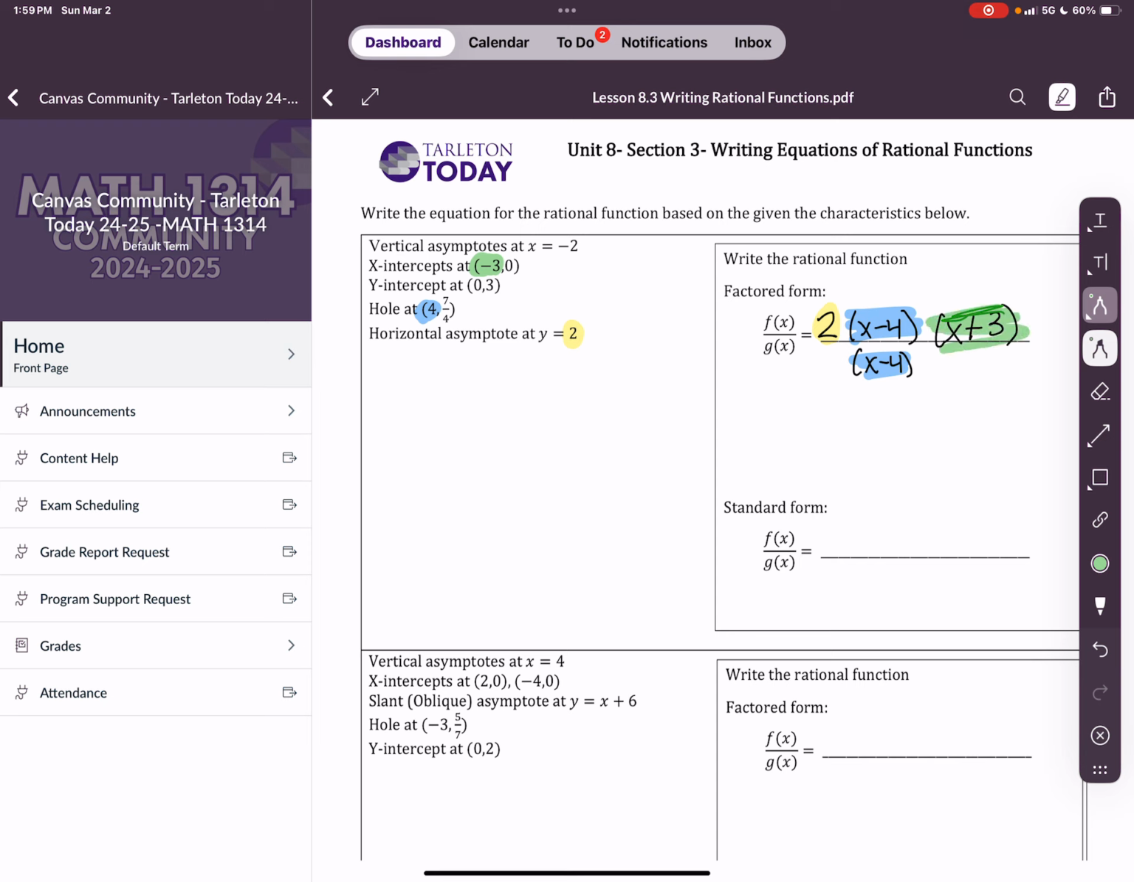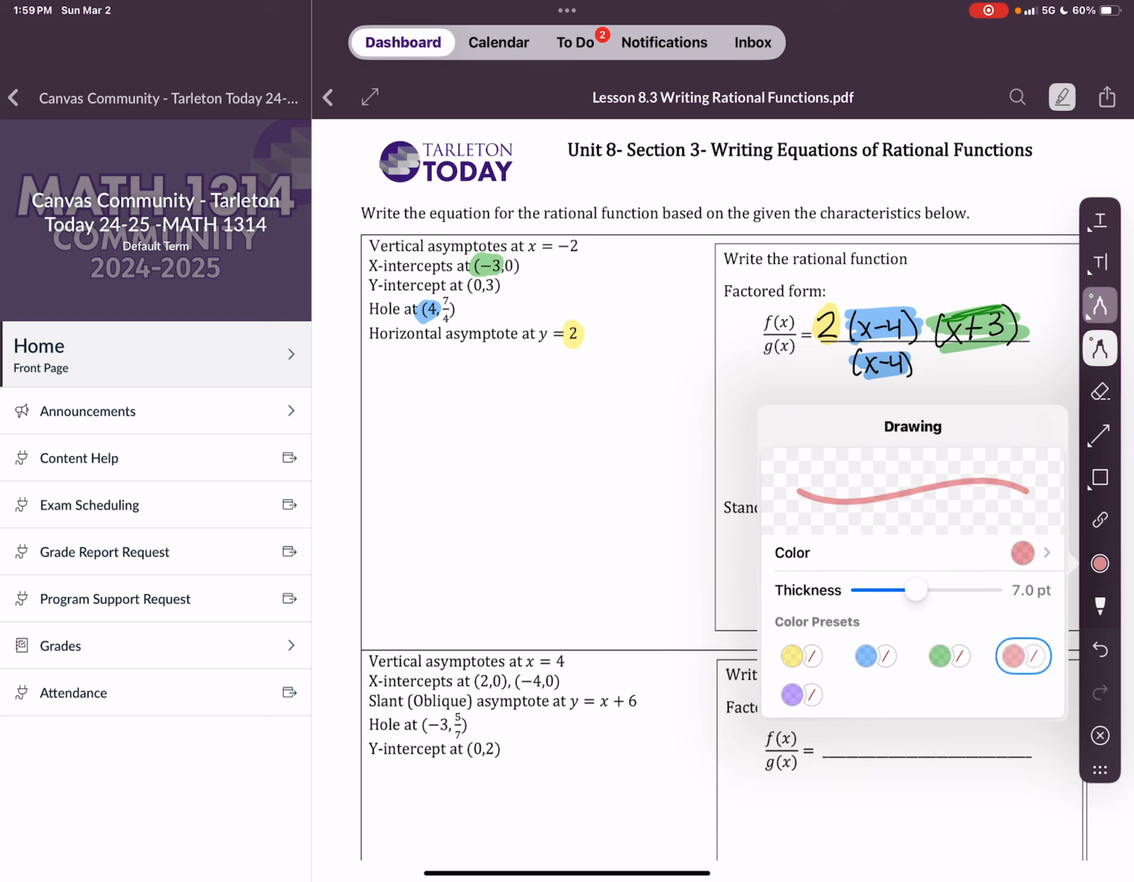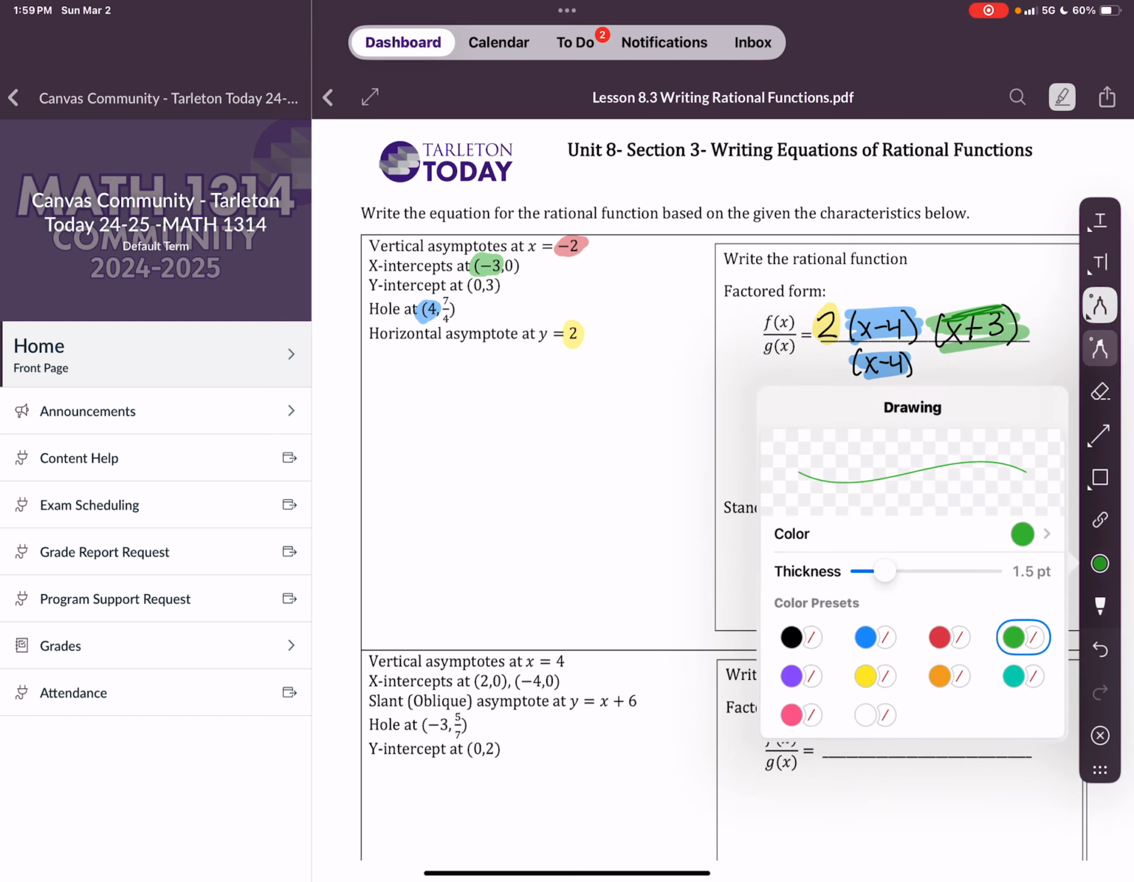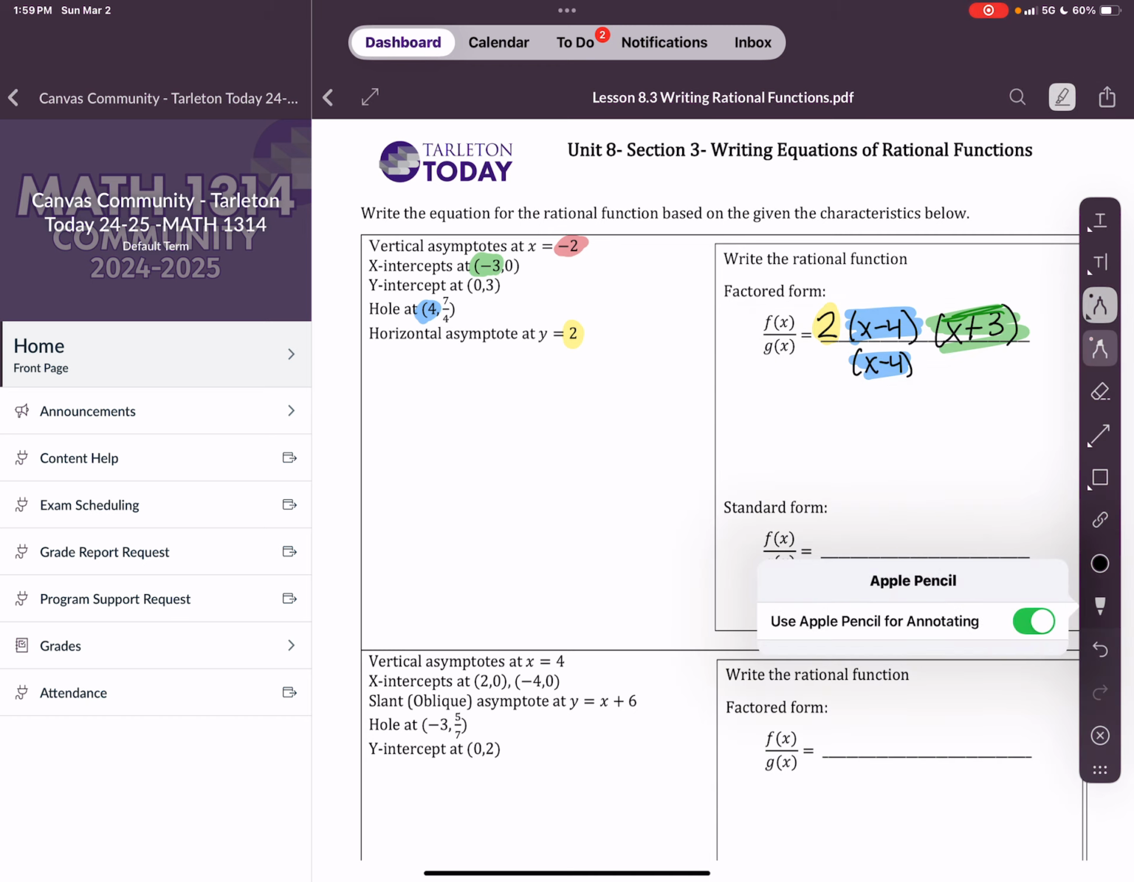And then the last thing on the bottom is that we have to include the vertical asymptote on the bottom. Okay, so on the vertical asymptote here of negative 2, we need to include that in the bottom. And so the way to include that in the bottom, if it's x equals negative 2, we would write it as x plus 2.